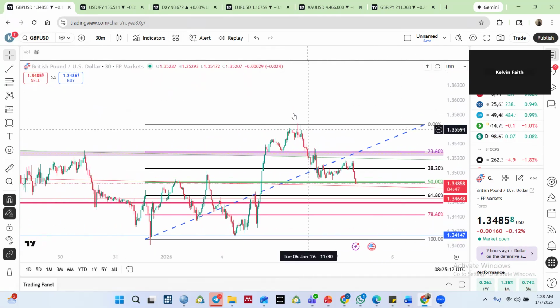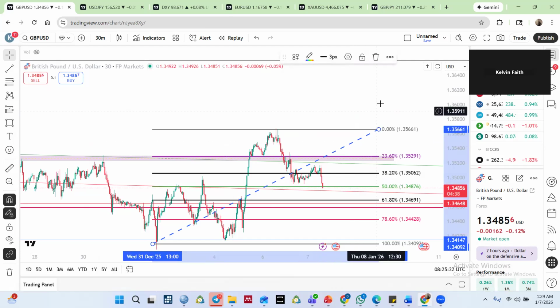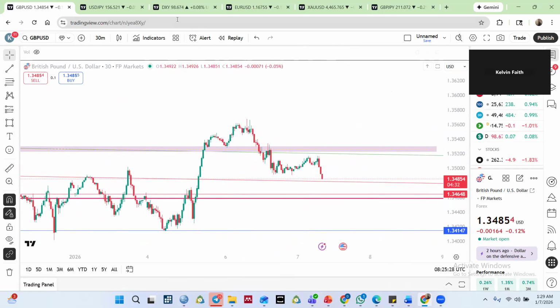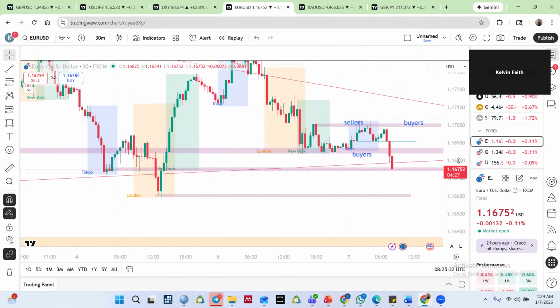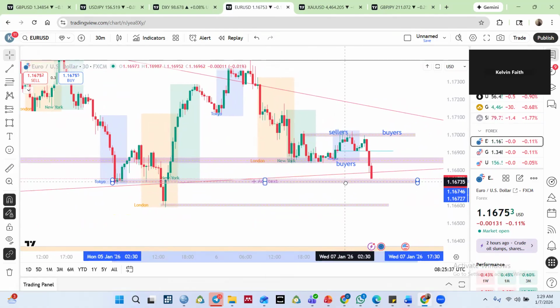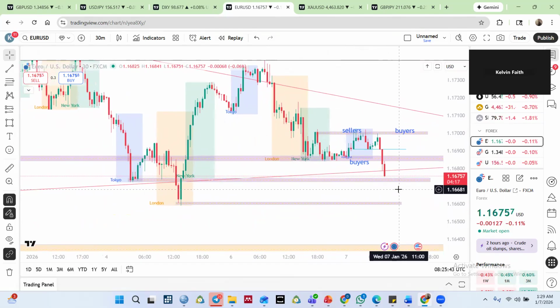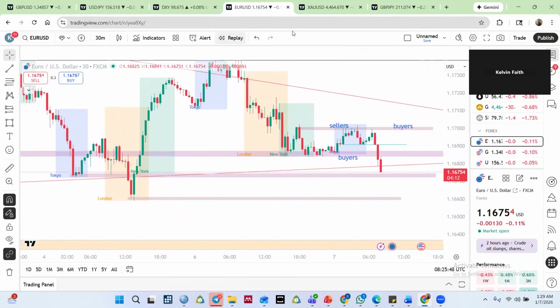Let's see how things are gonna be. I think equilibrium 50% is a good area for price to also go up, push up. Yeah, but let's see. GBP USD. Wow, Euro USD is just playing very well. It's playing very nicely. It's playing really nicely.